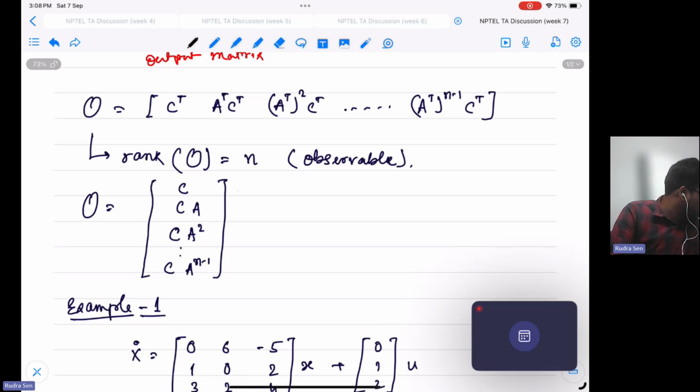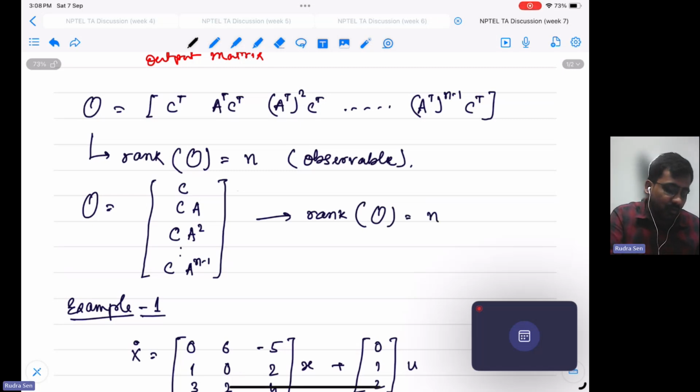If you do it in that format, we also have to find out that the rank of O should be equal to n. So either you do this, but these two formats are the same format. Okay.